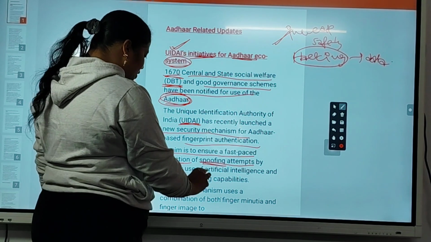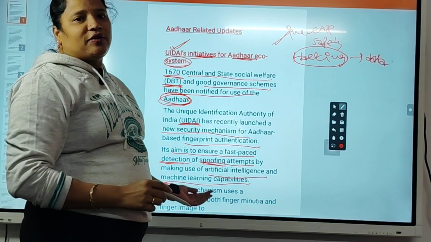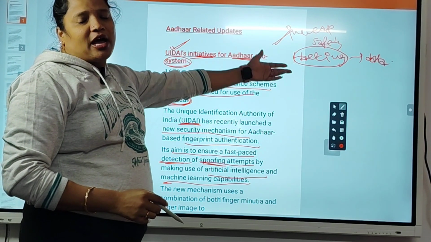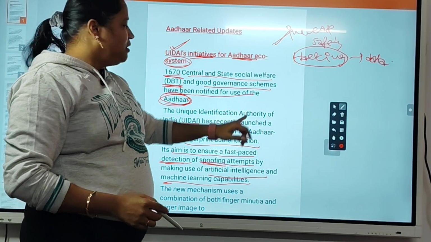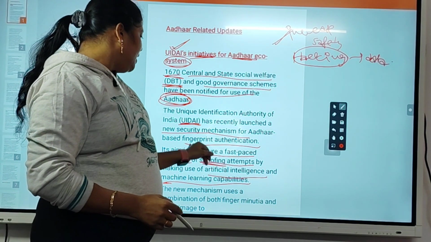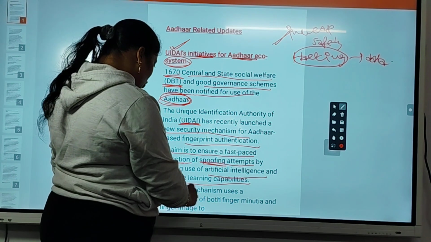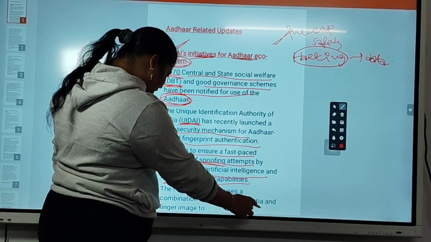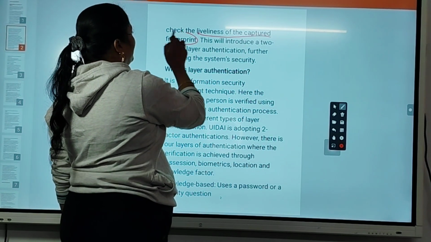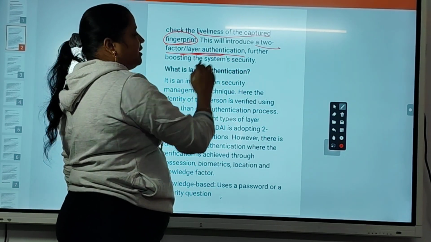By making use of artificial intelligence and machine learning capabilities, some people try to hack the Aadhaar data. So to save Aadhaar from these hacking attempts, a new fast-paced detection scheme for fingerprint authentication was introduced. The new mechanism uses a combination of both finger minutia and finger image to check liveliness of the captured fingerprint. This is nothing but two-layer authentication.